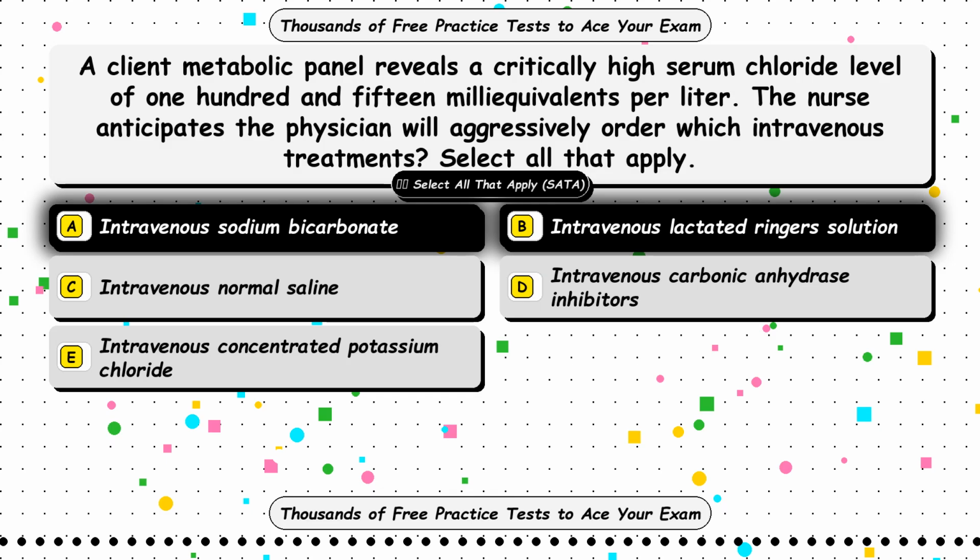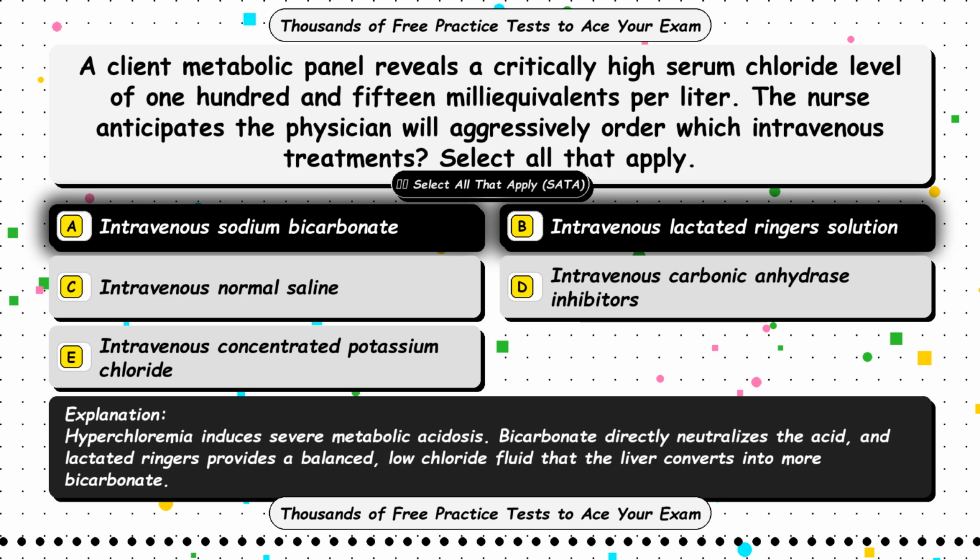The correct answers are options A and B, intravenous sodium bicarbonate, intravenous lactate Ringer's solution. Hyperchloremia induces severe metabolic acidosis. Bicarbonate directly neutralizes the acid, and lactate Ringer's provides a balanced, low chloride fluid that the liver converts into more bicarbonate.